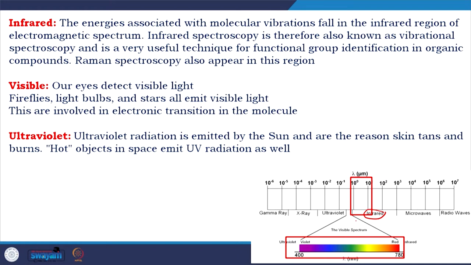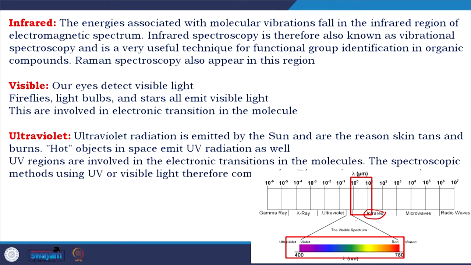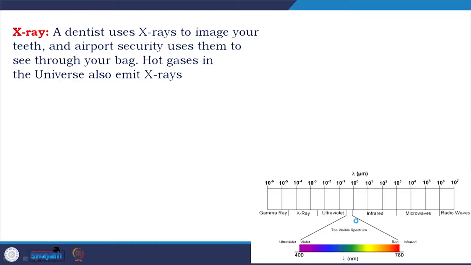Ultraviolet radiation is emitted by the sun and is the reason skin tans and burns. Hot objects in space emit UV radiation as well. UV regions are involved in electronic transitions in the molecule. The spectroscopic methods using UV or visible light are therefore very well used in UV-vis spectroscopy.